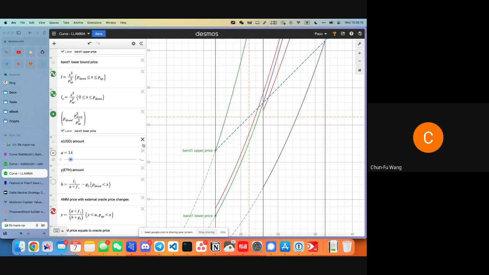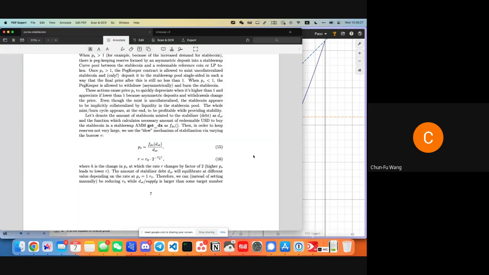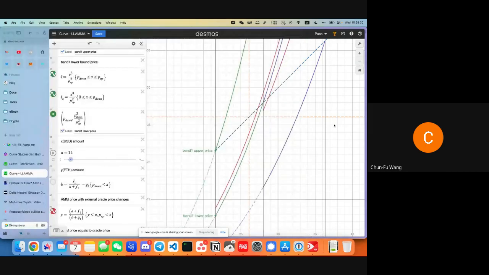So no. The scenario I'm imagining is that the price drops so fast, and there is no arbitrager or liquidator that is able to trade with you before the price drops below the lower price. In that case, they might not have the incentive to trade with you anymore.